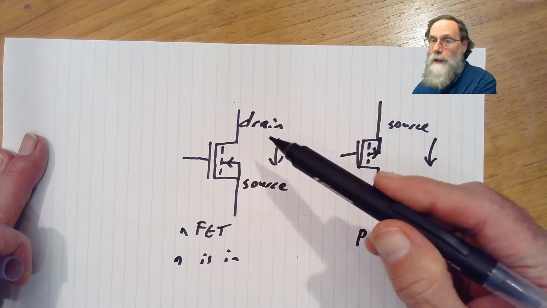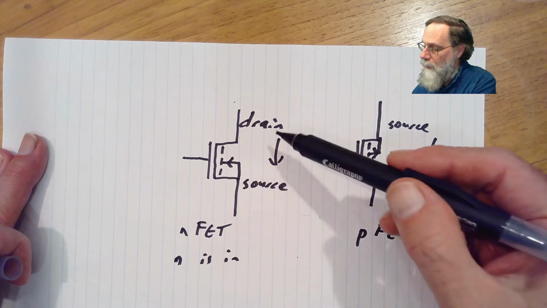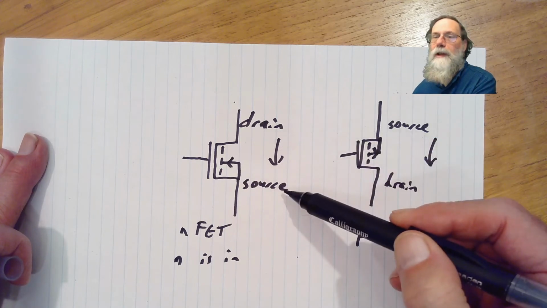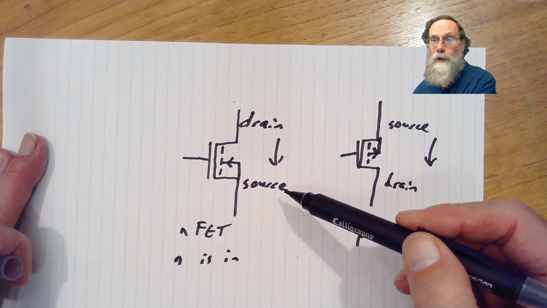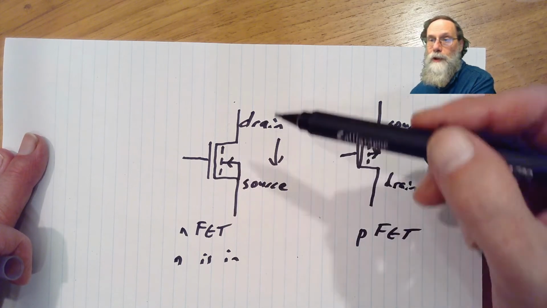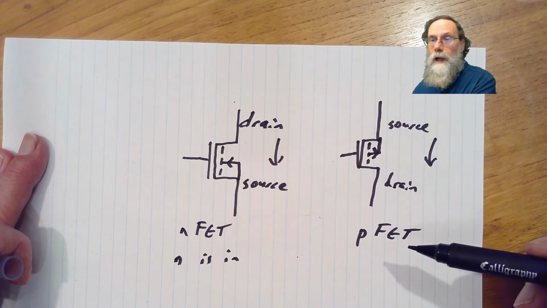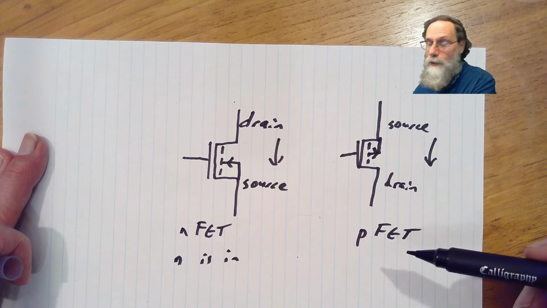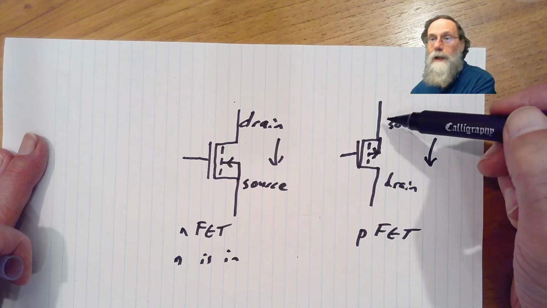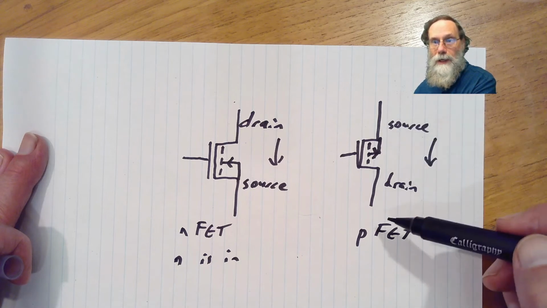So for the NFET, because the charge carriers are electrons, the current flows towards the source because the electrons, being negatively charged, are flowing from the source to the drain. In the PFET, the carriers are the positively charged holes, and so they flow in the direction of conventional current flow from the source to the drain.